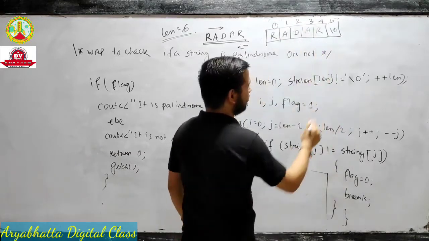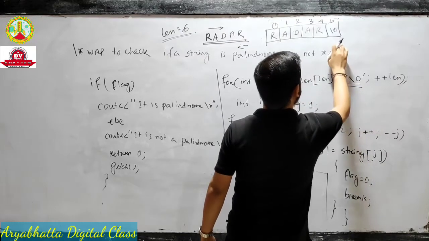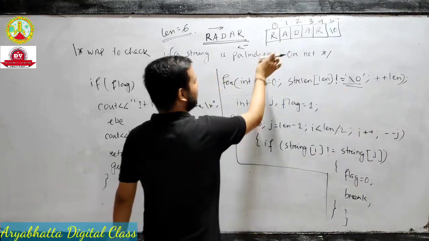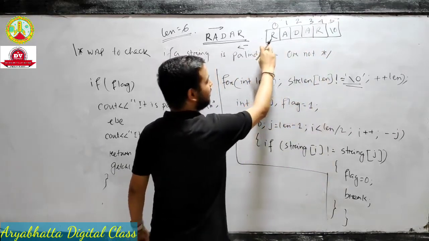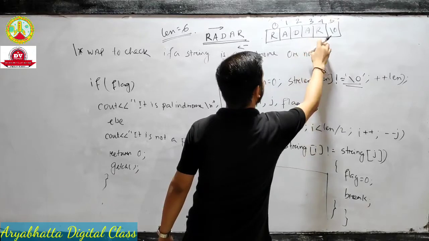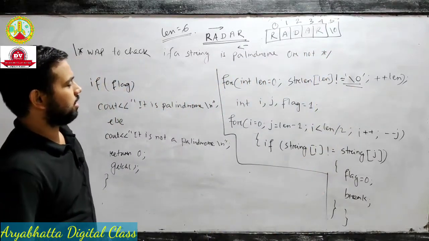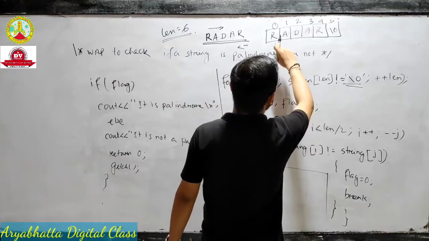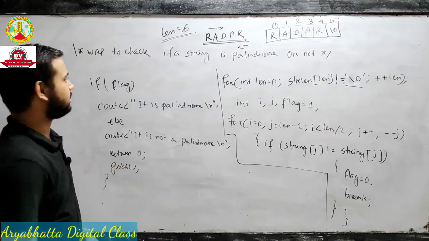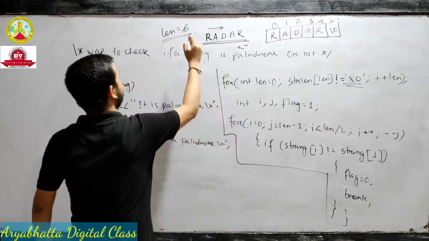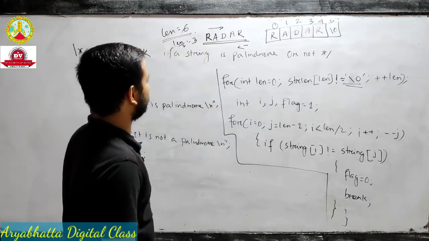We have to count the length up to not equal to \0, means up to here. Actually the length is here. This is actually your string: 1, 2, 3, 4, 5, but the last one is occupied by backslash 0. Your string is RADAR. len is equal to 6, and len by 2 is equal to 3.